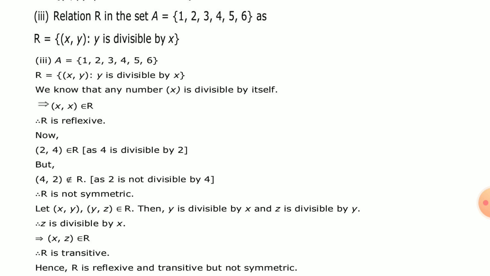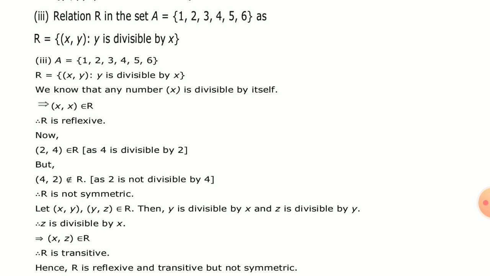First convert to the listing method. So R is equal to the ordered pairs (1,1), (1,2), (1,3), (1,4), (1,5), (1,6). Next, 2 is divisible by 2: (2,2), (2,4), (2,6), (3,3), (3,6), (4,4), (5,5) and (6,6).